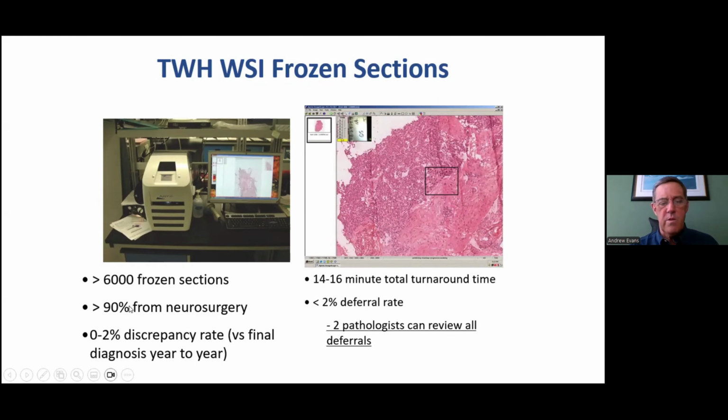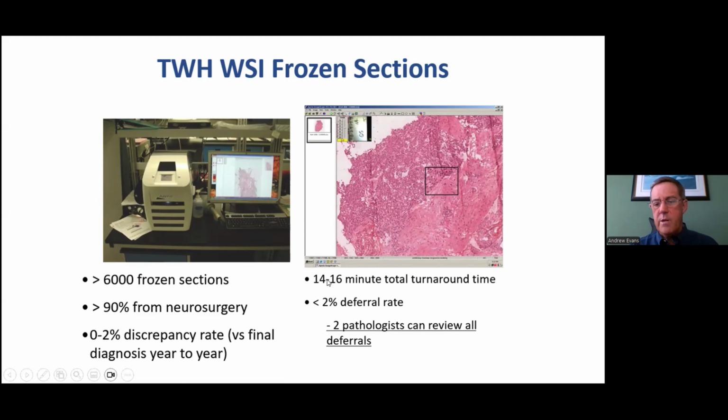There were over 6,000 frozen sections, the vast majority from neurosurgery, with discrepancy rates between final diagnosis and intraoperative impression that were bang on with traditional discordance rates when there were on-site pathologists looking at glass slides. So digital pathology did not introduce more erroneous interpretations.